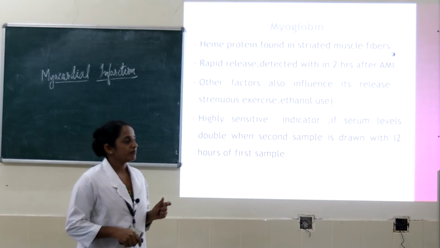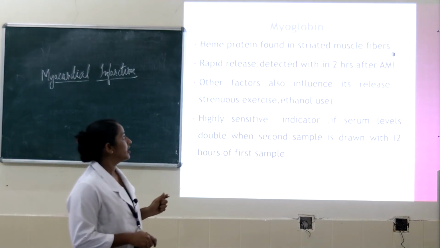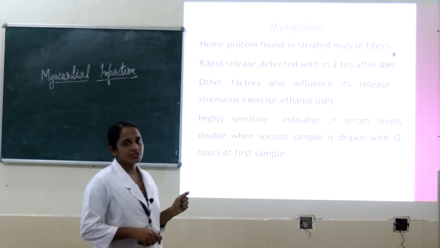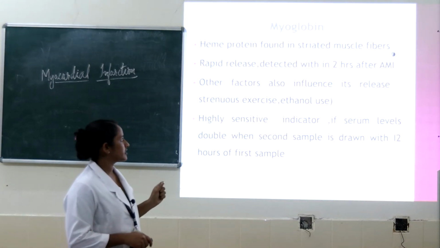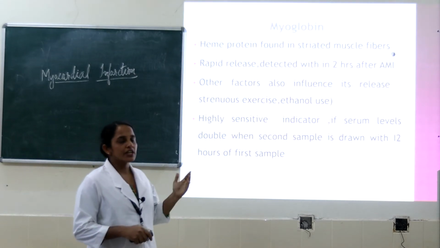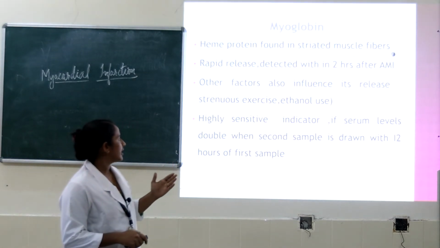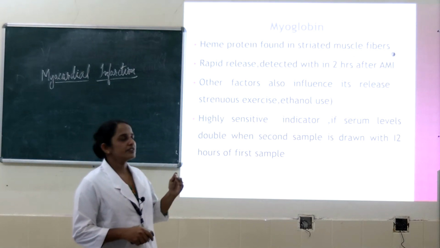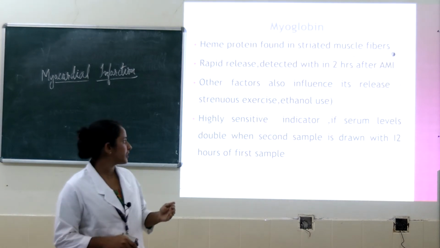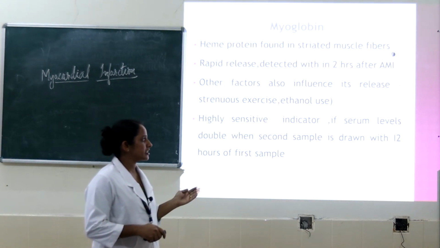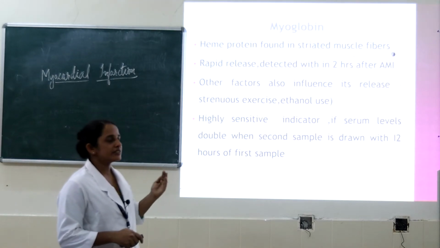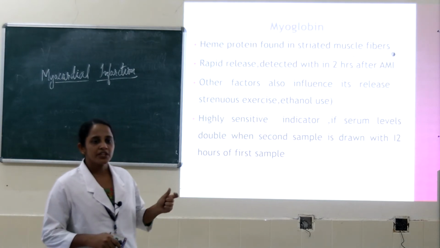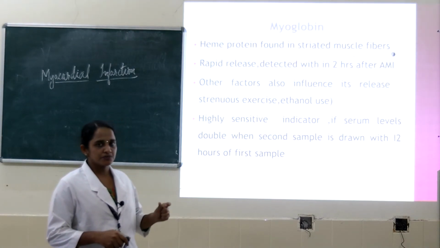Then next one is myoglobin. Myoglobin is a heme protein found in striated muscle fibers, and it is rapidly released, detected within 2 hours after acute myocardial injury. Other factors also influence the release of myoglobin. It is affected by strenuous exercise and heavy ethanol use. In those cases myoglobin will be released into the bloodstream. It is a highly sensitive indicator if serum levels double when a second sample is drawn within 12 hours of the first sample. But myoglobin is also not a cardiac specific test.